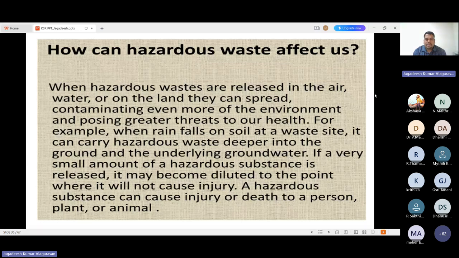For example, when the rain falls on the soil, it can carry hazardous waste deeper into the ground and into the underlying groundwater. So if a very small amount of hazardous substance is released, it may become diluted to the point where it will not cause injury. A hazardous substance can cause injury or death to a person, plant or animal.